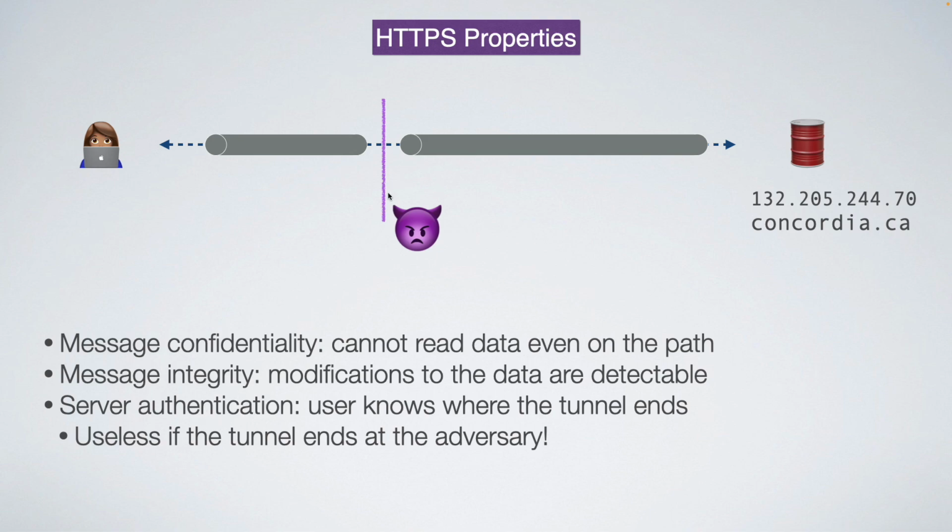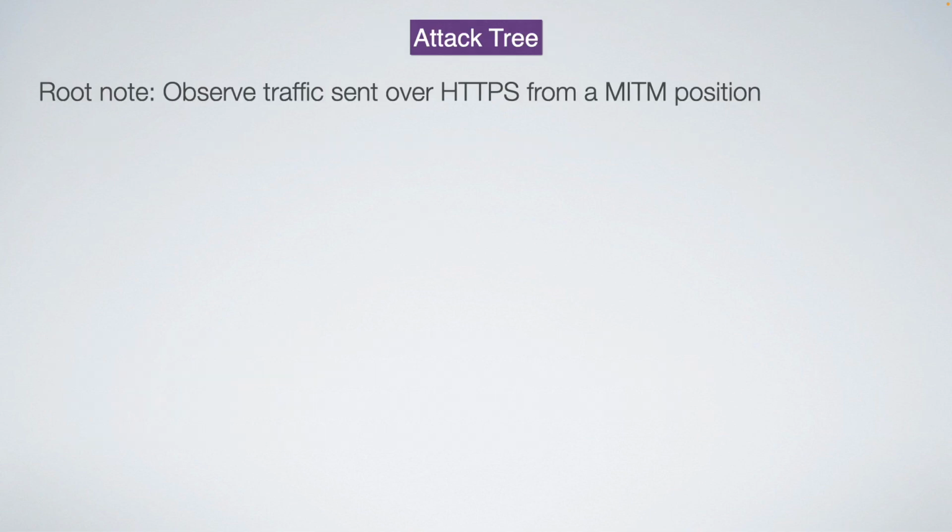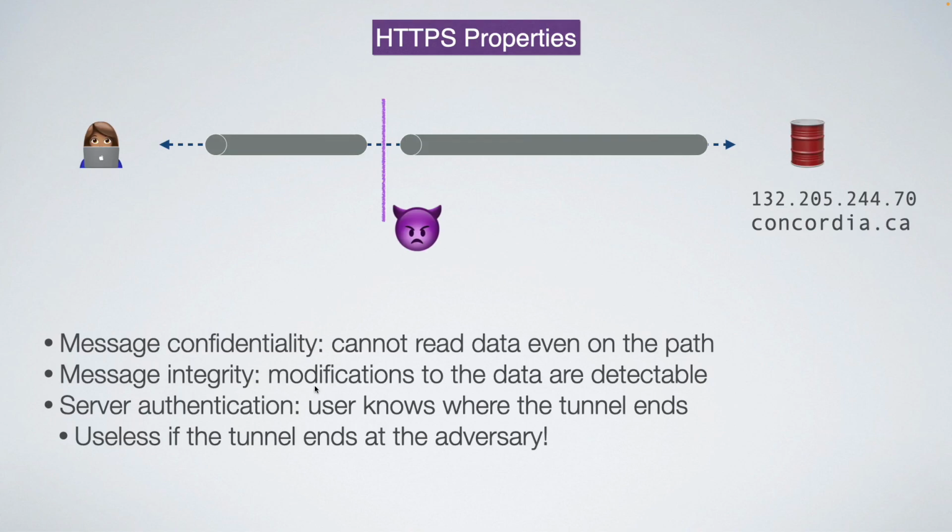So an attack tree that's just about confidentiality will also include some attacks on these two, but their secondary goals are not the primary goal of the attacker, okay? So the attack tree that we're going to build is very simple. We're going to assume that the attacker is somewhere in the middle. So that's a given. How do they get in the middle?